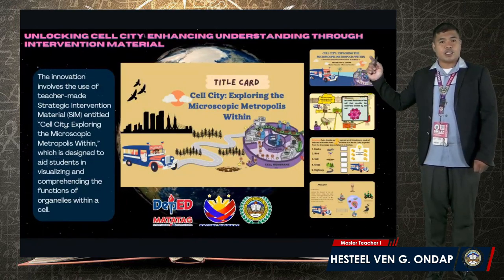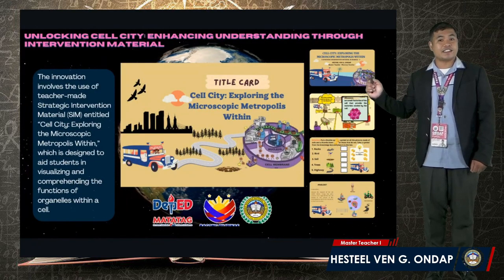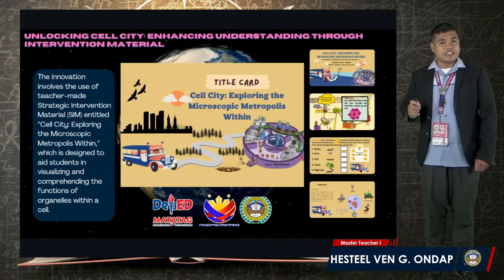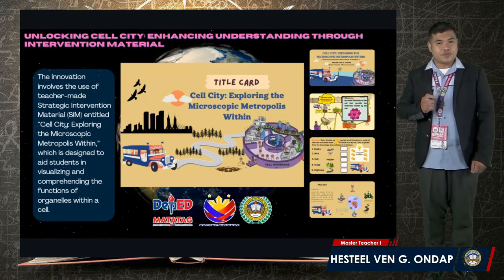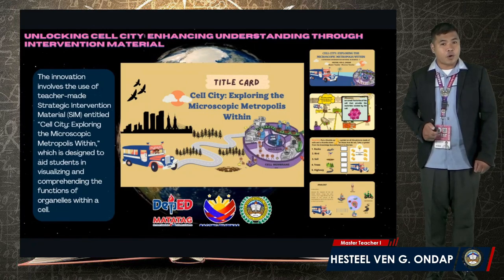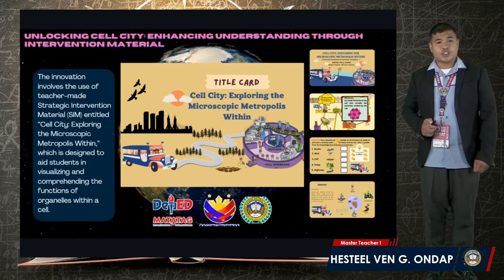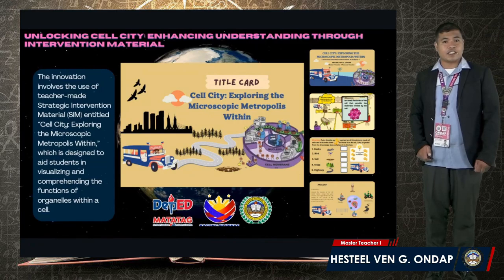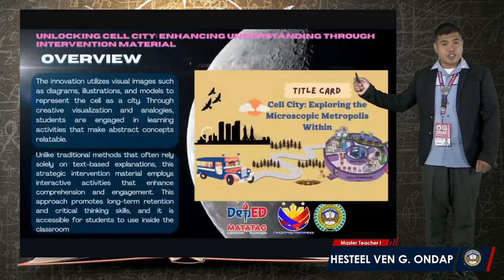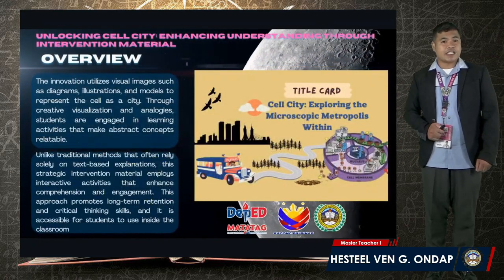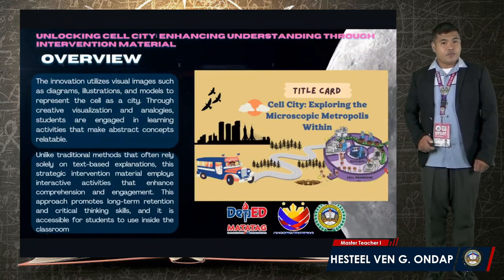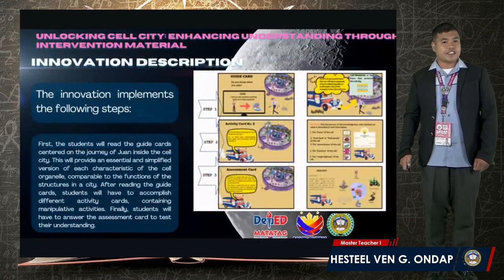The innovation involves the use of competency-based strategic intervention material. This is designed to help the students in visualizing functions of the organelles within the cell. The innovation utilizes visual images such as diagrams, illustrations, and models to represent the cell as a city. The innovation implements the following steps.